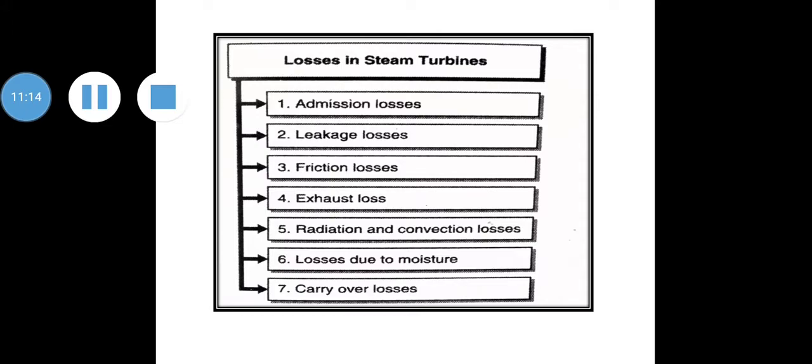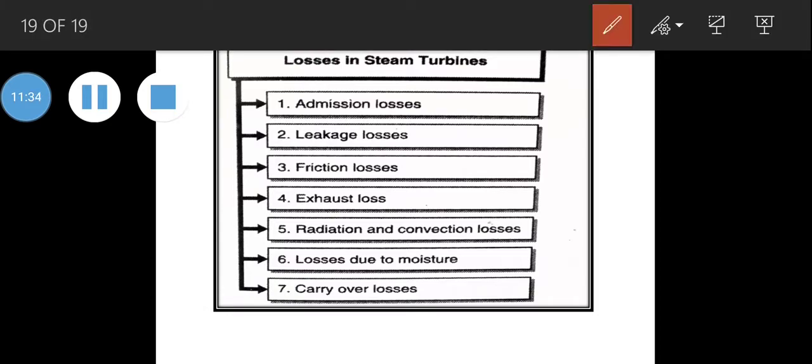The first loss, we call it admission losses. Now what are these admission losses? The viscous force between steam particles, heat losses from steam before entering the nozzles, deflection of flow in the nozzle, and boundary layer developing in the nozzle. These losses we call admission losses.